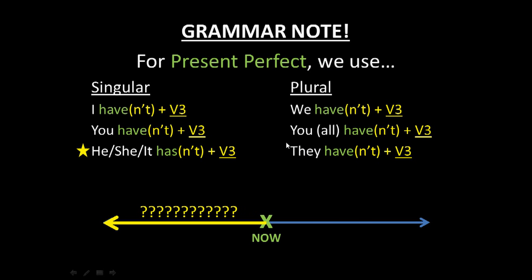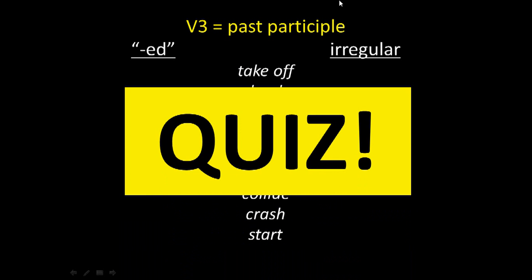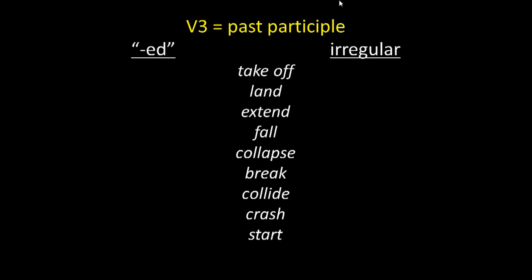Also, we notice that we use what we call verb 3, กริยาช่องสาม, or in English we call it the past participle. So let's have a quick quiz about these verbs and what's the past participle. Take off is taken off. Take, took, taken. The plane has taken off. How about land? Yes, landed. Land, landed, landed. Extend. Yes, extended. Extend, extended, extended.